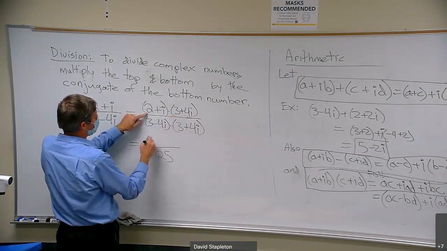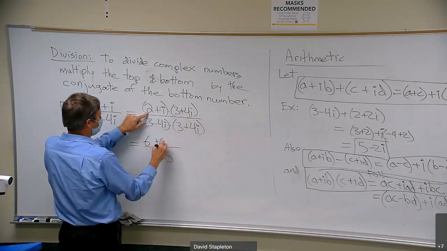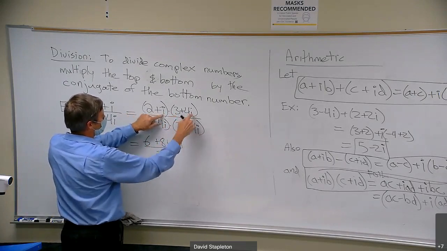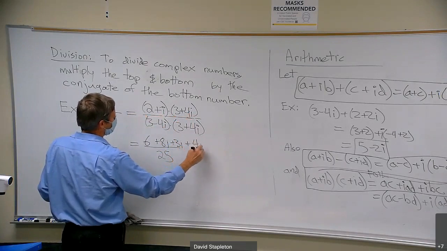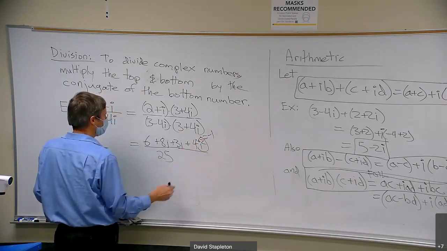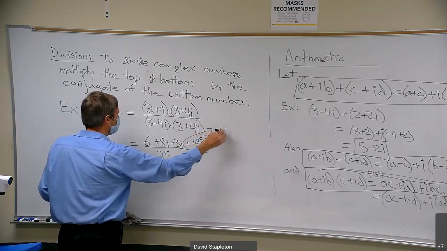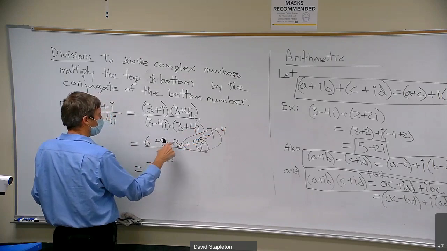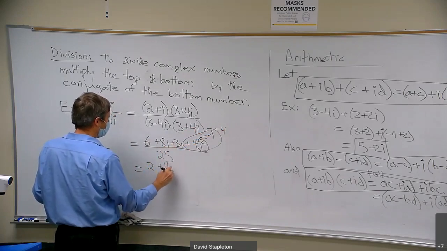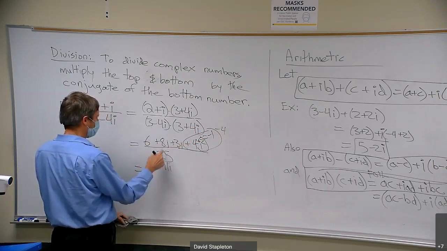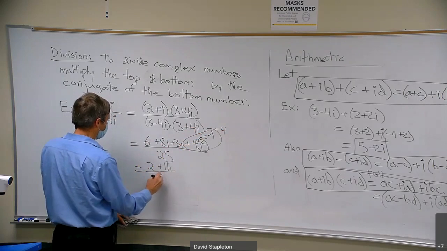3 times 2 is 6. 2 times 4i is 8i. There's first, outside. Inside is 3 more i. And last is i times 4i, which is 4i squared. But i squared is -1, right? So this is minus 4. The whole last part here is minus 4. 6 minus 4 is 2, combining the real parts. 8i plus 3i is 11i, combining the imaginary parts, just adding them. And the top is 2 plus 11i, and the bottom is 25.